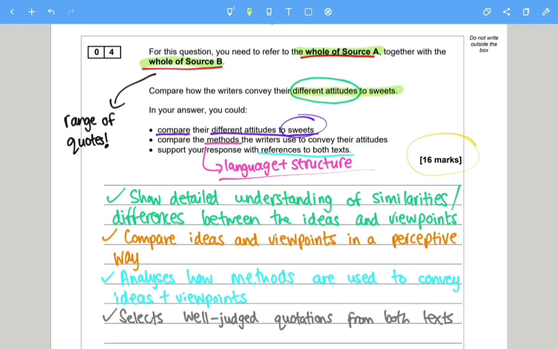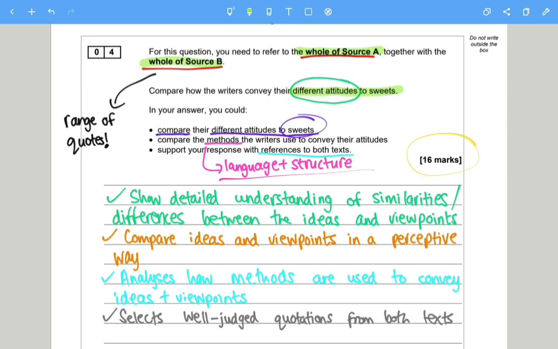In your answer you could compare the different attitudes to sweets, compare the methods the writers use to convey their attitudes, and support your response with references to both texts. And this question is worth 16 marks.